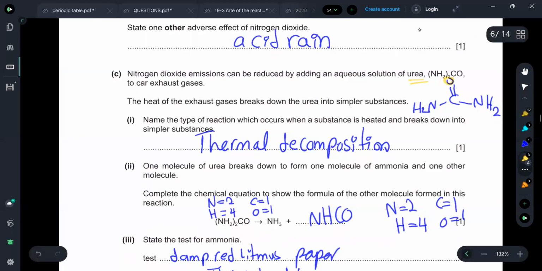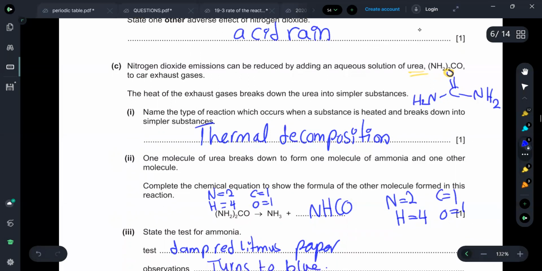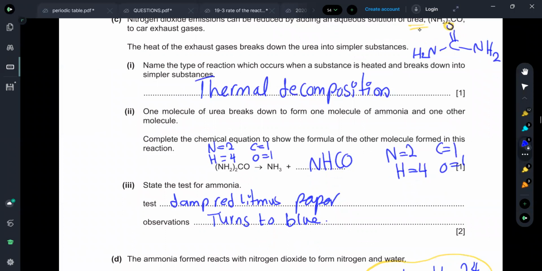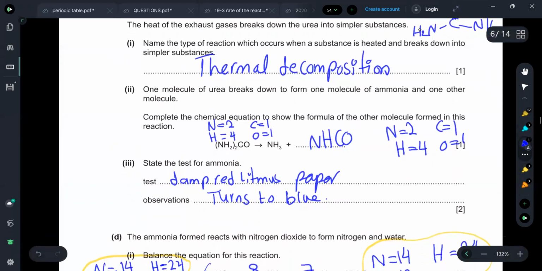Name the type of reaction which occurs when a substance is heated and breaks down into simpler substances. When a substance breaks down into simpler substances, one reactant decomposes to form two or more products, that means thermal decomposition. The reaction is decomposition, but when using heat, it is named thermal decomposition. Thermal means using heat. Decomposition means breakdown.